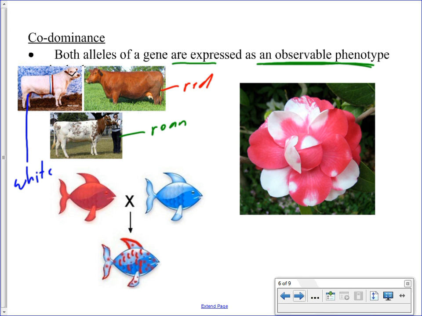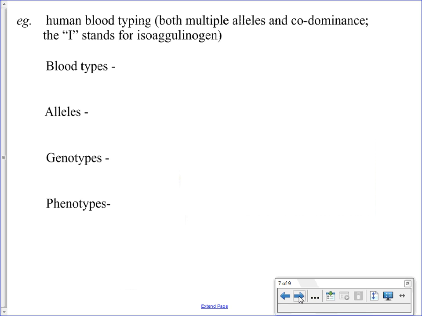We see a similar pattern with this last example that I give you here with the fish, where we have the two different homozygous forms, the red and the blue, and the F1 generation. The heterozygous form is not purple, but it is blue and red. Both of those colors are visible in the heterozygous form. That is codominance.